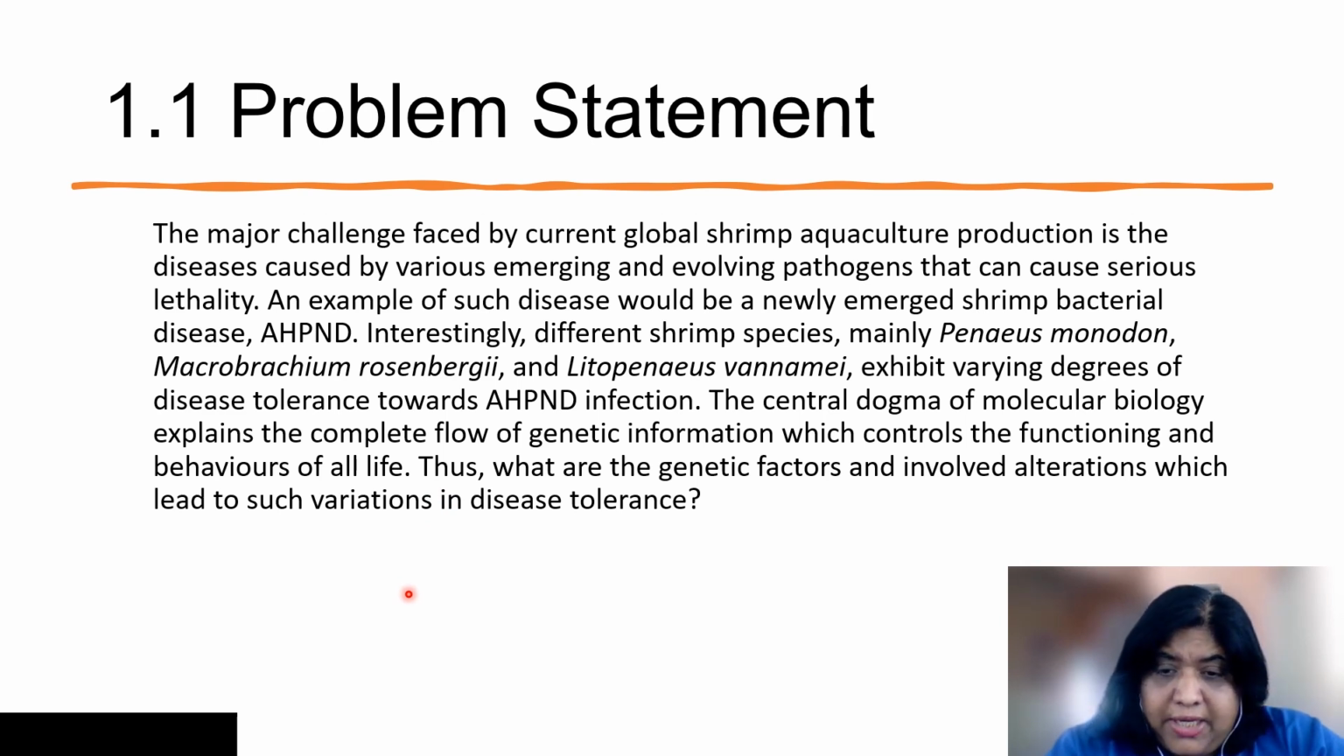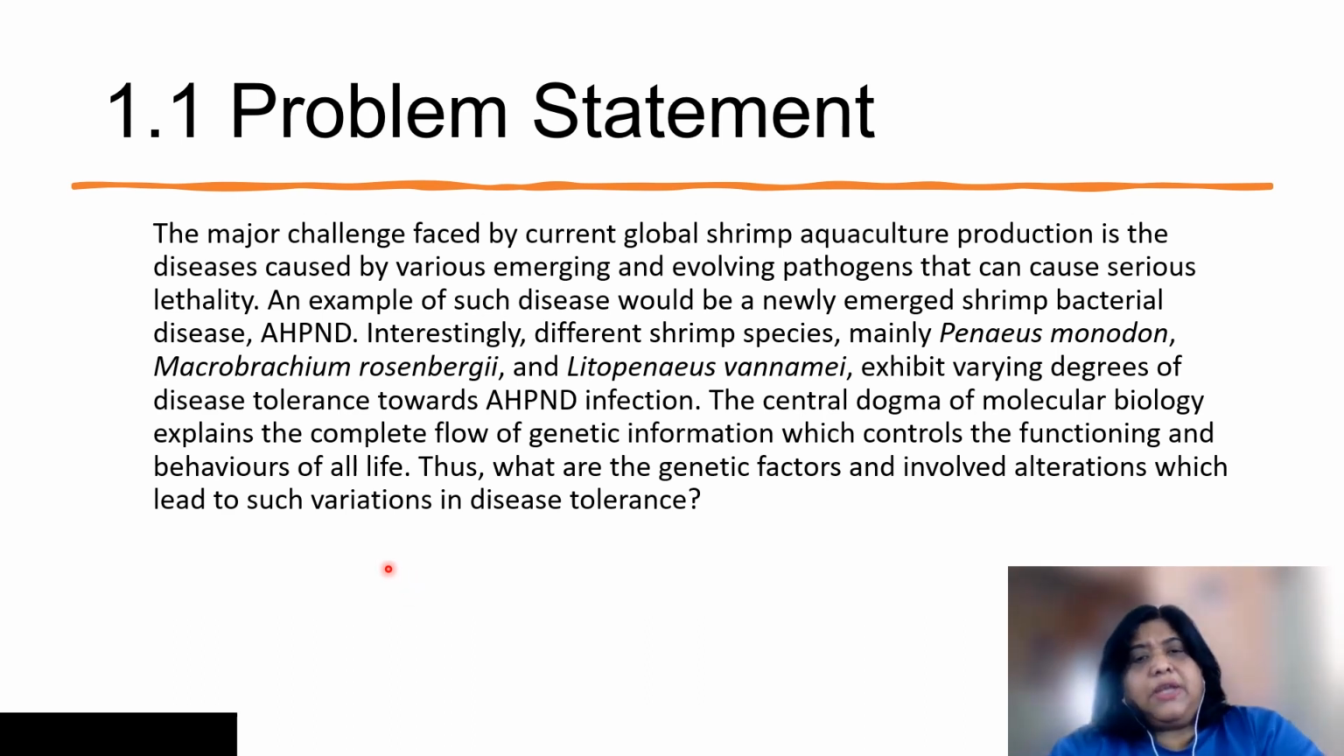But what we propose here is we notice that the different shrimp species, mainly Monodon, Macrobrachium rosenbergii, and Litopenaeus vannamei, exhibit different varying degrees of disease tolerance towards the AHPND infection. So the hypothesis we propose is, in terms of genetics, there must be something controlling the functioning and behaviors of all life. So the question that we asked here is, what are the genetic factors involved, alterations that lead to variations in disease tolerance?